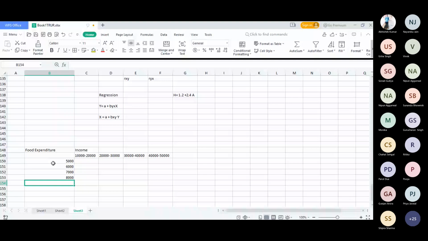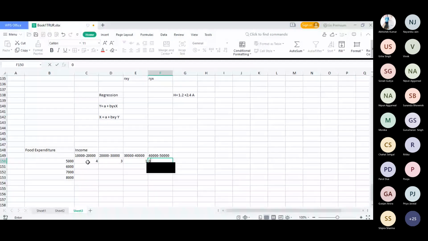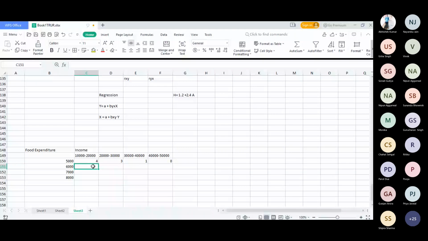So now we have to show how many families have an income bracket of 10,000 to 20,000 and a food expenditure of 5,000. Let's suppose four families are here, then three families are here, 30,000 to 40,000 there will be 1 and 0. So this is the data given to you, the number of families having this relation. Like four families have an income of 10 to 20 and a food expenditure per month of 5,000.